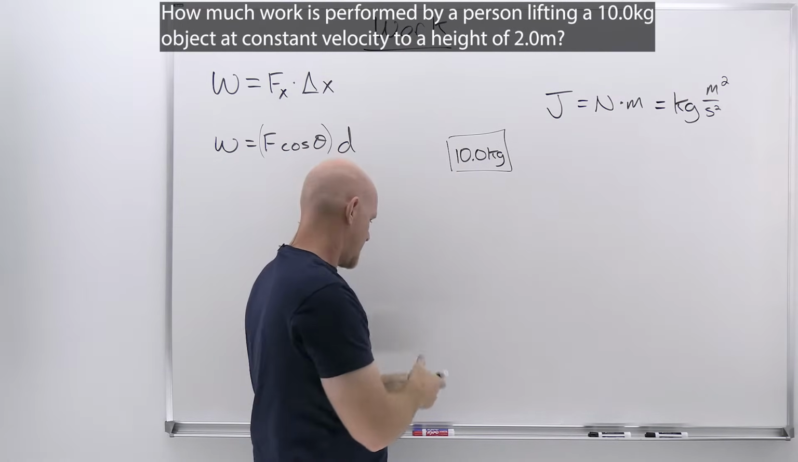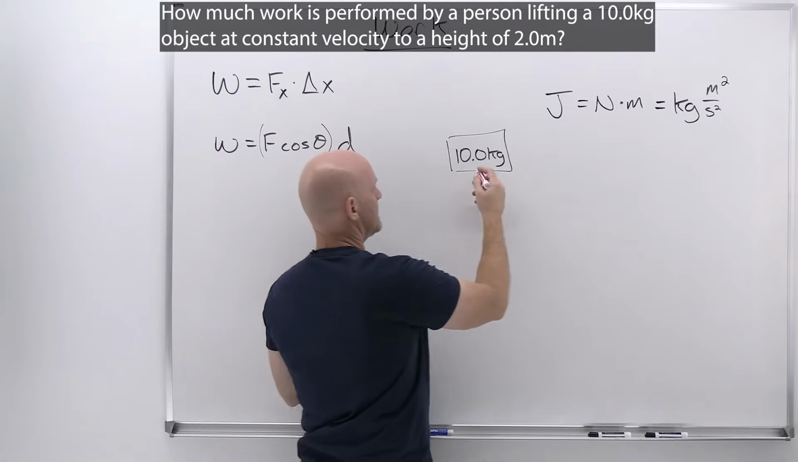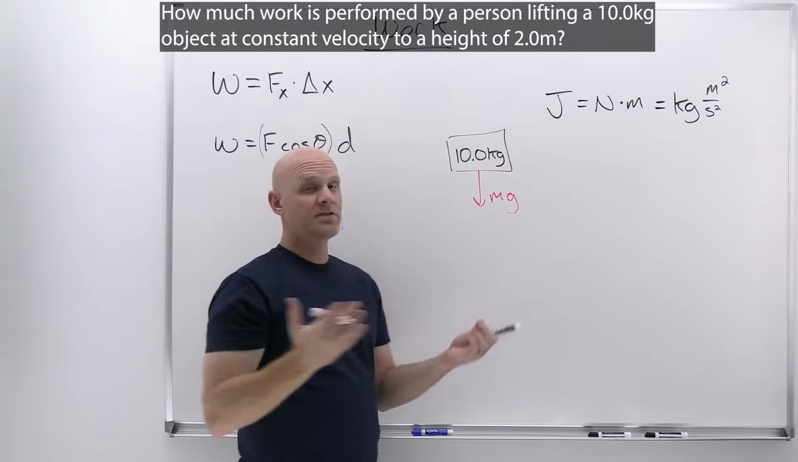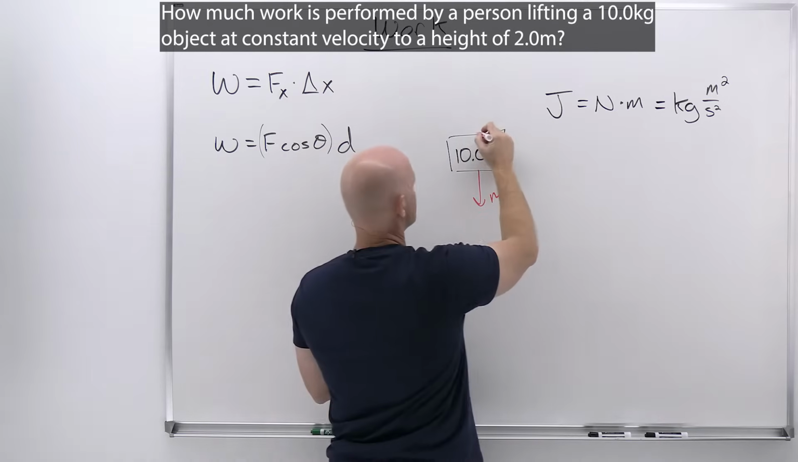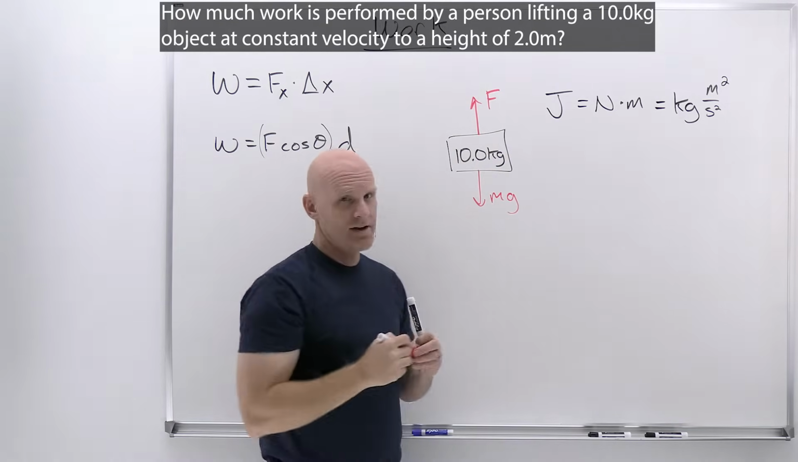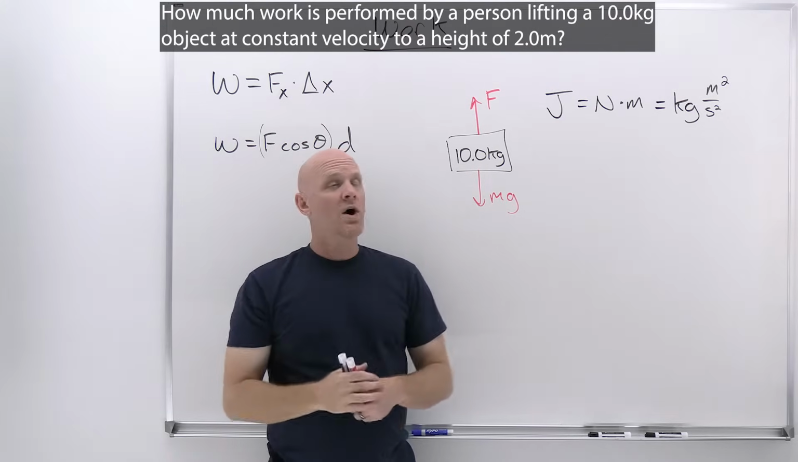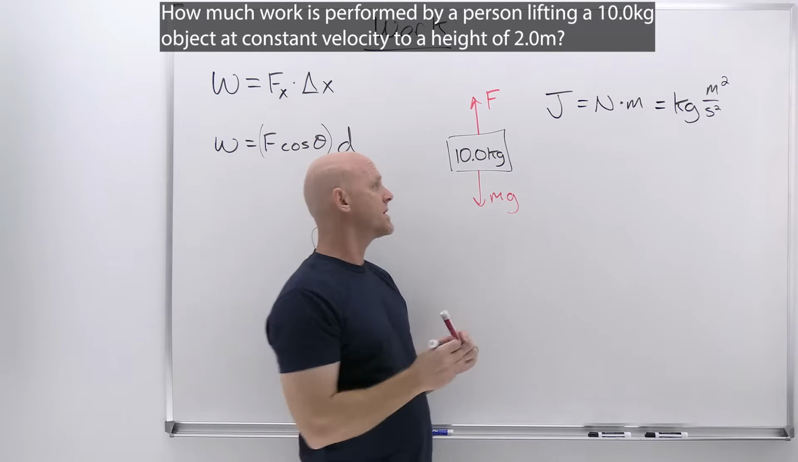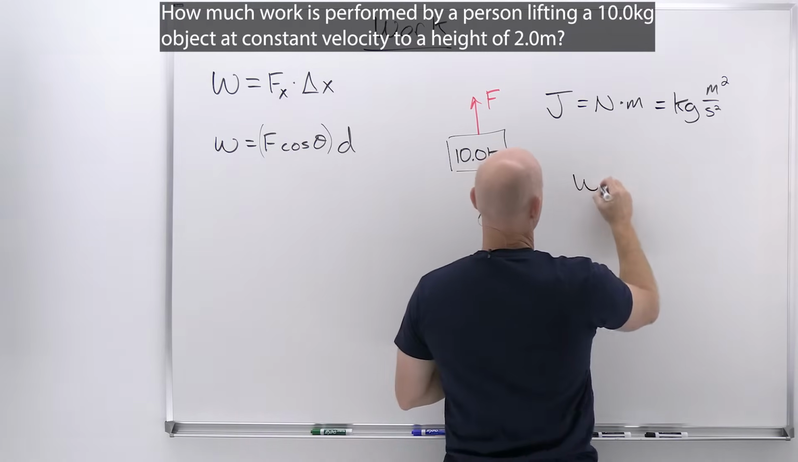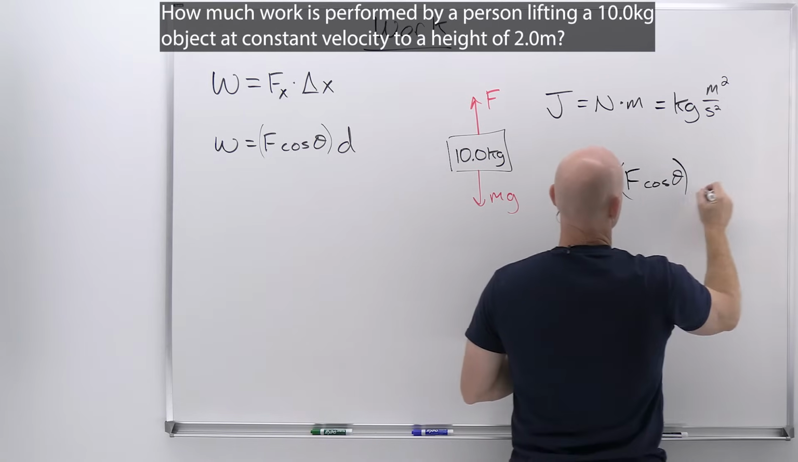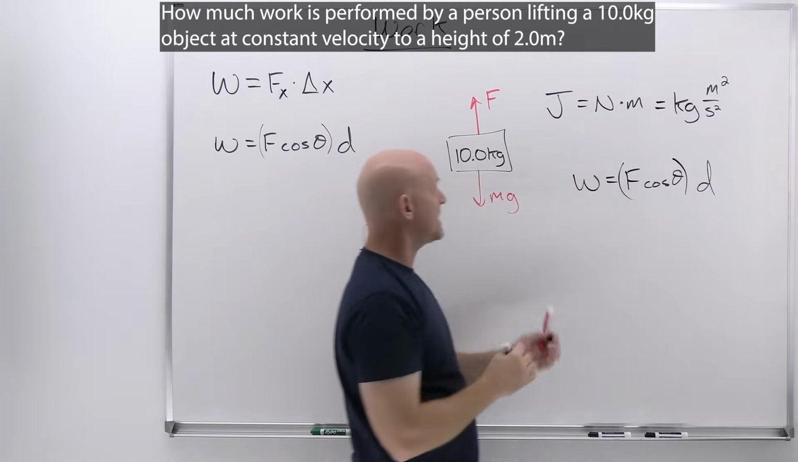Okay, well, we're going to set up a free body diagram here, and we know that this thing has a weight, mg. And then somebody's lifting this thing, so there's some sort of lifting force that's opposing that, and I'm just going to call it F in this case. And we want to know how much work is done by that lifting force right there. That's what's going into our work equation. And so we've got work again equals force times the cosine of theta times displacement, and that's the force I need.